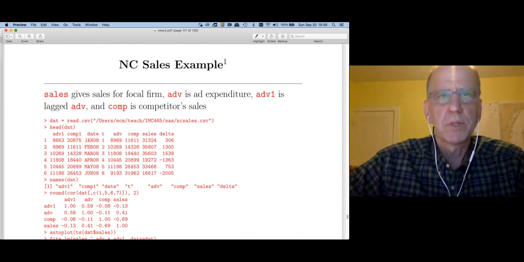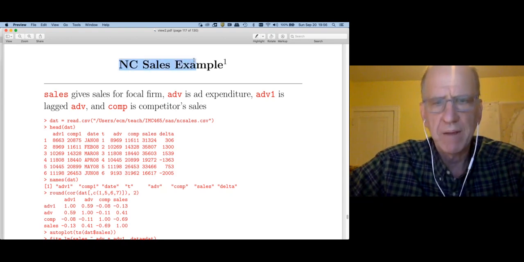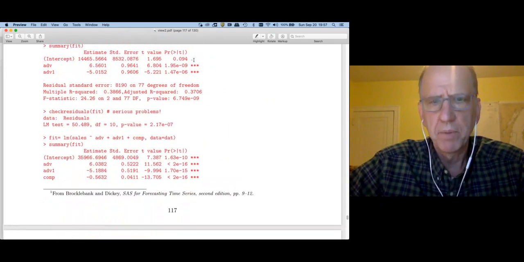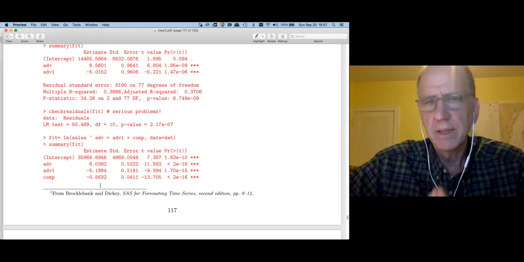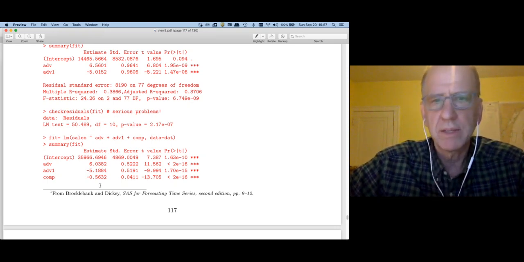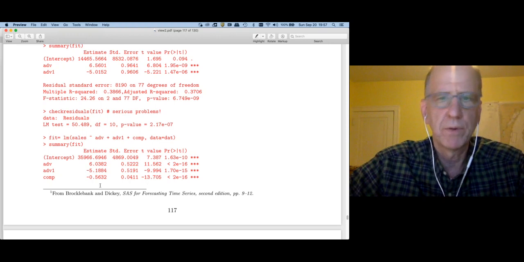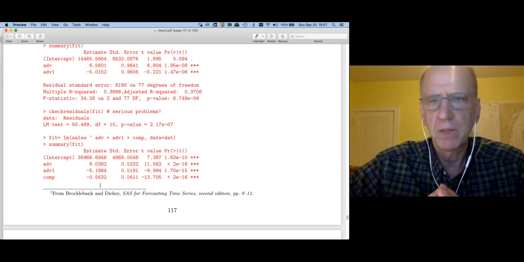This example is called the North Carolina sales example. I've taken it from a book on SAS's time series modules. The book has a lot of very interesting case studies in it. I don't like the SAS time series software as much as I like ours, but there are a lot of good case studies in this book.